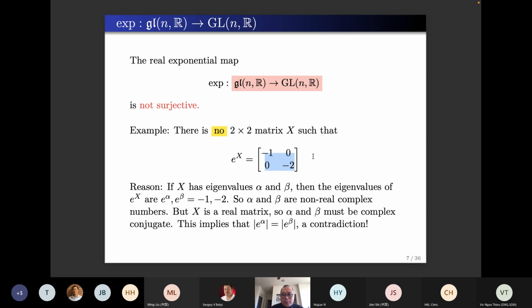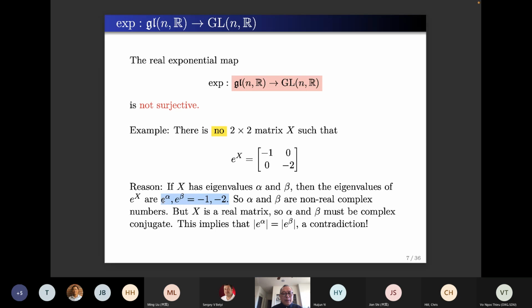Suppose you could find such a matrix X. Well, X would have eigenvalues, let's say alpha and beta. If alpha and beta are eigenvalues of X, then the eigenvalues of e^X must be e^alpha and e^beta. But e^X is this matrix, and it's a diagonal matrix, so the eigenvalues must be minus 1 and minus 2.